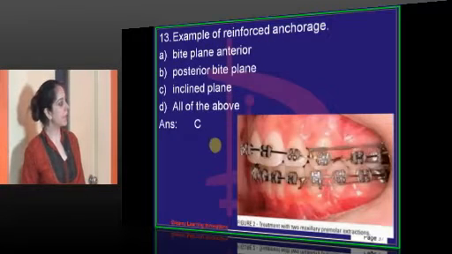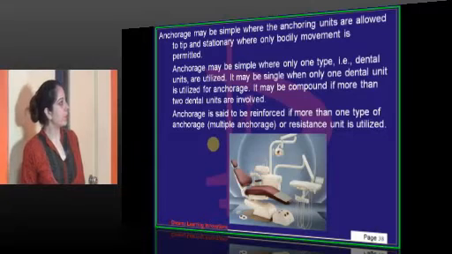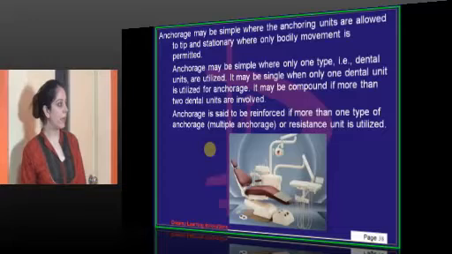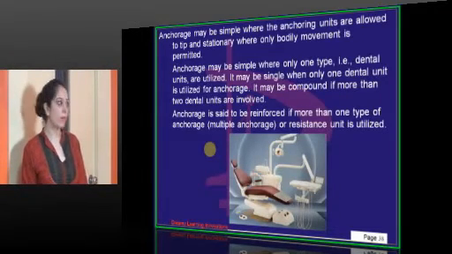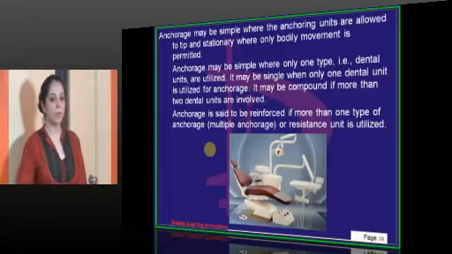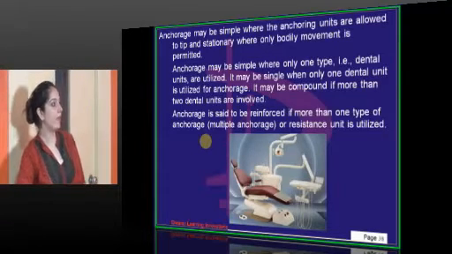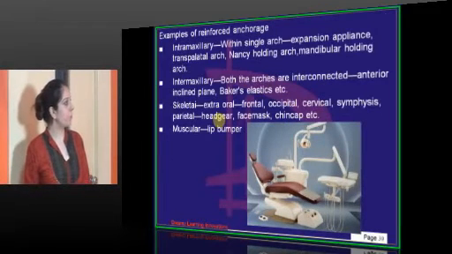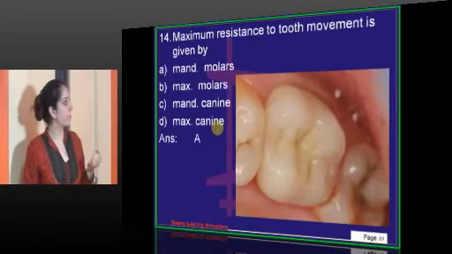Examples of reinforced anchorage, again between all of them it is the inclined plane. So anchorage may be simple when there is only one type, that is only dental units are utilized. It may be single only when one dental unit is utilized, and may be compound if more than one is utilized. And it is said to be reinforced if more than one type of anchorage or resistant unit is utilized. So we've already gone through this, the examples of reinforced anchorage: intramaxillary, intermaxillary, skeletal and muscular.